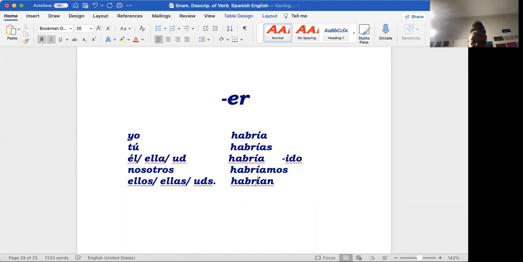There we go. So we're talking about the ER verb. So we're talking about habría, habrías, habría, habríamos, habrían, but the main verb must end in ER. Habría comido. I would have eaten. Now remember, that's the verb to eat in Spanish, which is regular. In English, it's irregular. Habrías comido. A lot of verbs in ER are irregular. That's why I'm having trouble thinking of an ER verb.